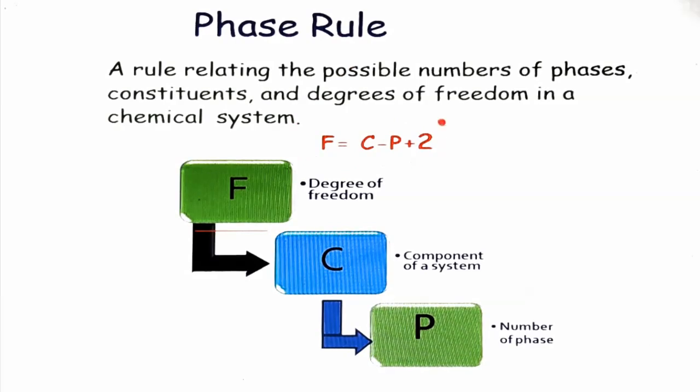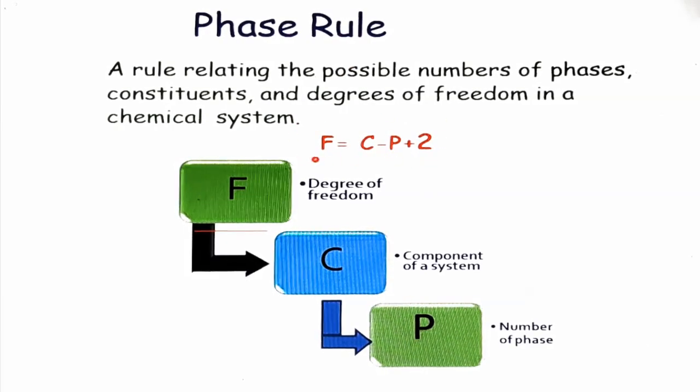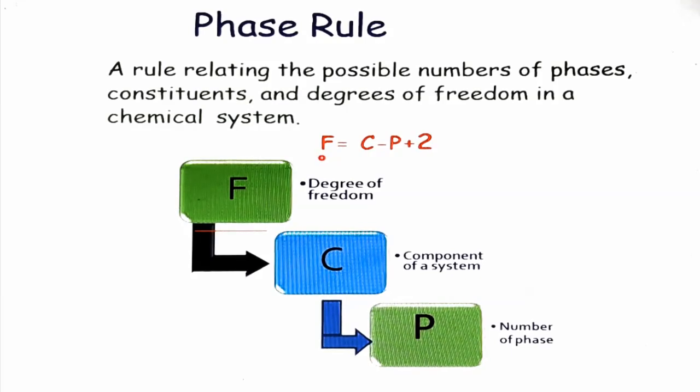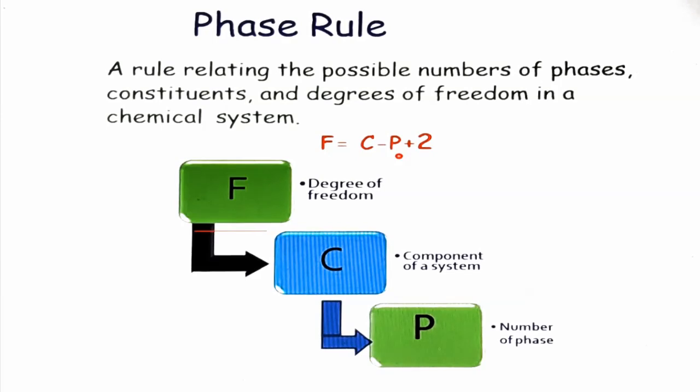With the help of this formula, F = C - P + 2, we can determine the degree of freedom. In this lecture I'll explain the meaning of degree of freedom, components and phases. So here F stands for degree of freedom, C is the number of components of the system, and P is the number of phases.